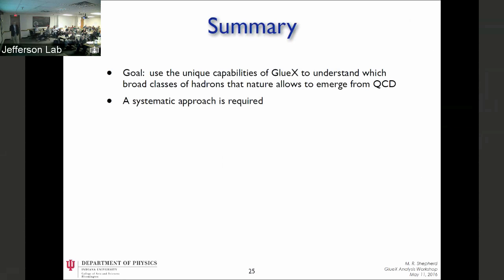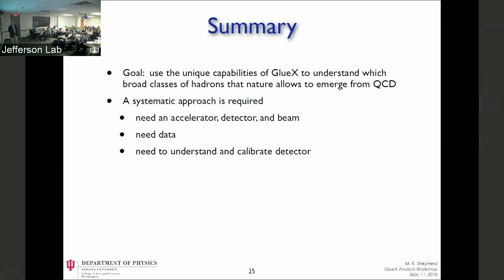One step builds upon the next. So we need an accelerator, detector, and beam. And fortunately now we have all that, so that's great. And we need data, and we have that now, which is really great. So we have lots of it. And now we have to understand and calibrate the detector, and we're doing that, and we're getting further and further along with that. And then the next step is to really figure out how to pick out individual reactions. So out of this whole mess of calibrated data, how to isolate a particular reaction that's happening.